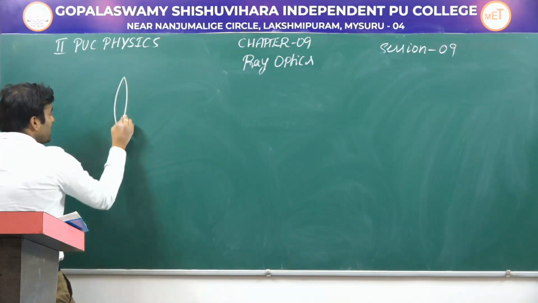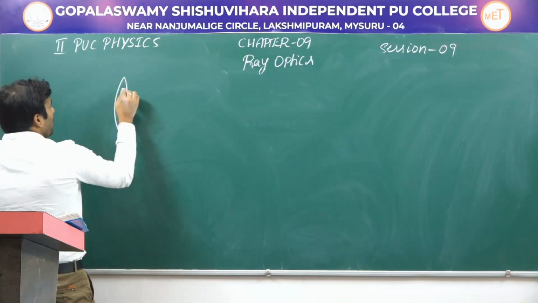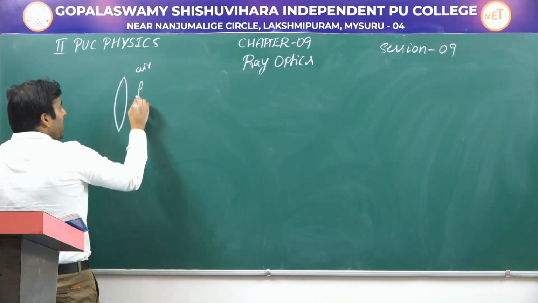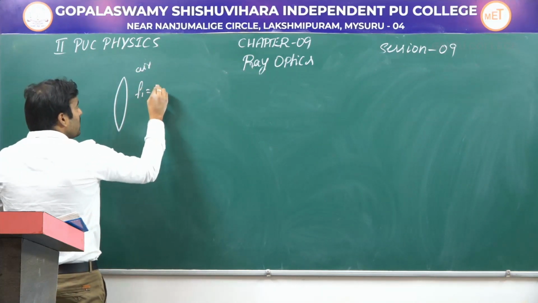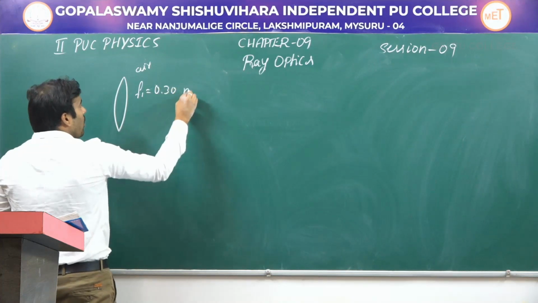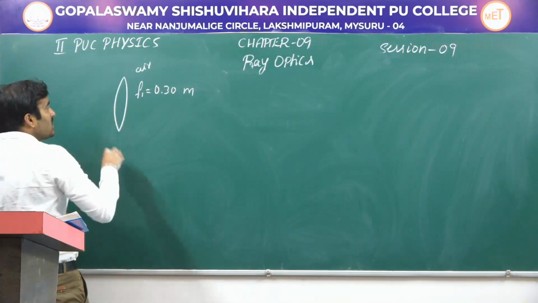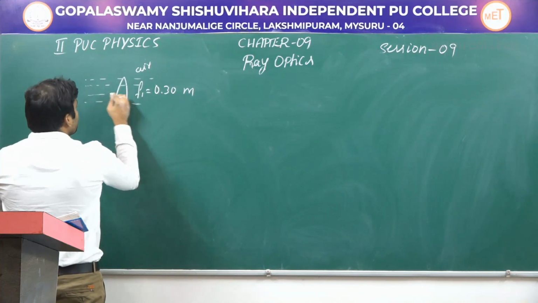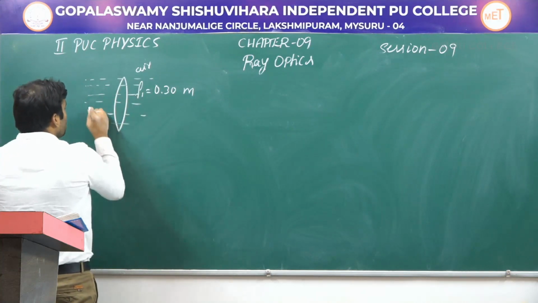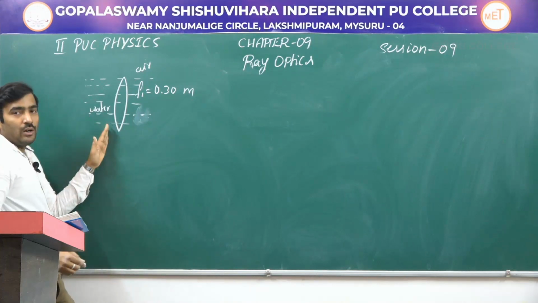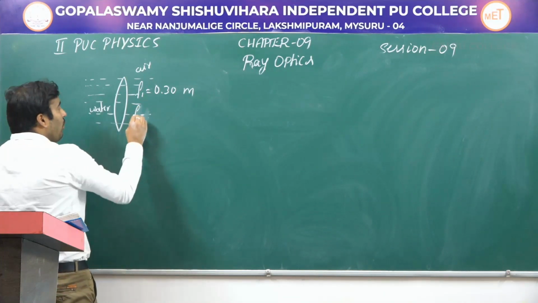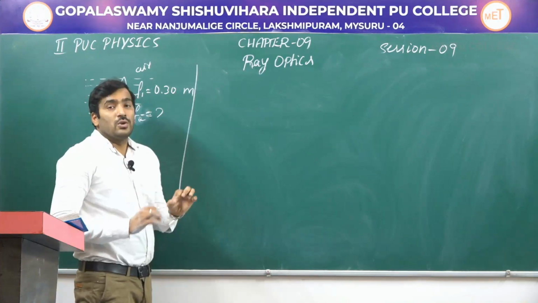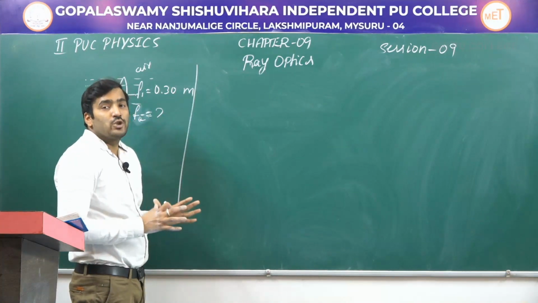Imagine a convex lens which is in air. So when this convex lens is in air, its focal length is given as 0.30 meter. Next, what they are doing is they are immersing the convex lens completely into water. So if it is immersed in water, what happens to the focal length of this convex lens? That is what we need to find. So here let us consider this by two cases.